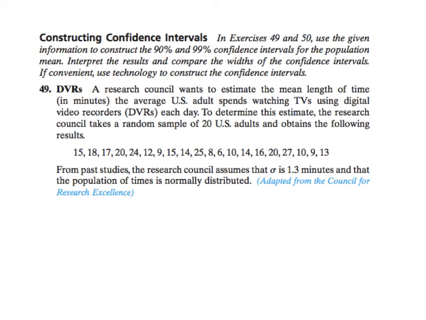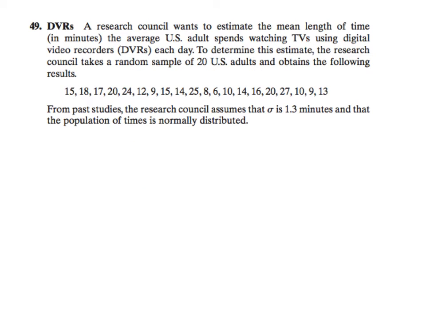Okay, so I know I have a sample set of 20 numbers. I'm going to enter those numbers into my graphing calculator into a list. I'm going to go stats, edit, and right into list 1, I'll enter the numbers. What the directions ask me to do is to use the given information to construct the 90% and 99% confidence intervals for the population mean. So this is what we're going to be talking about here.